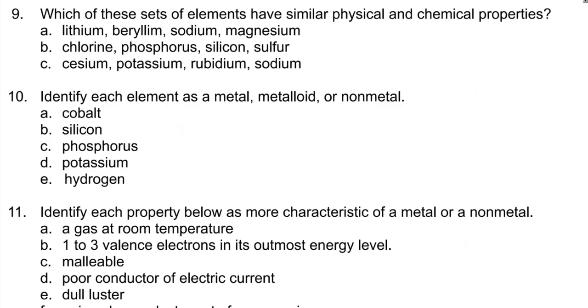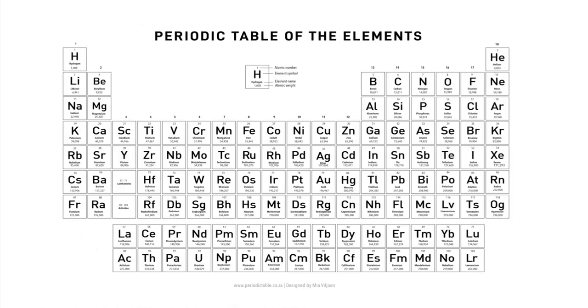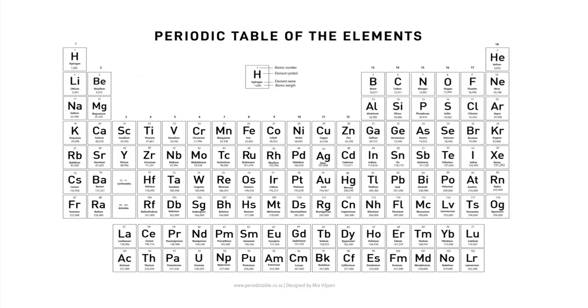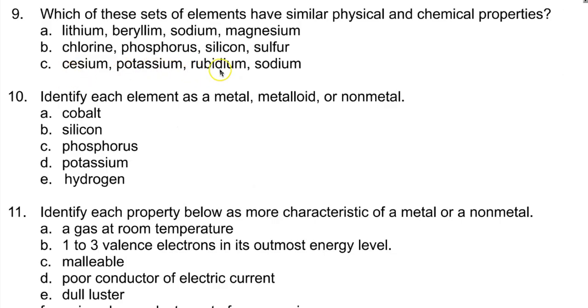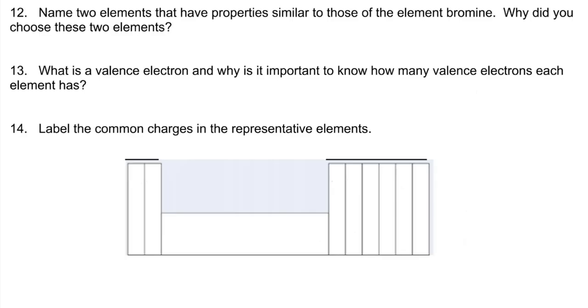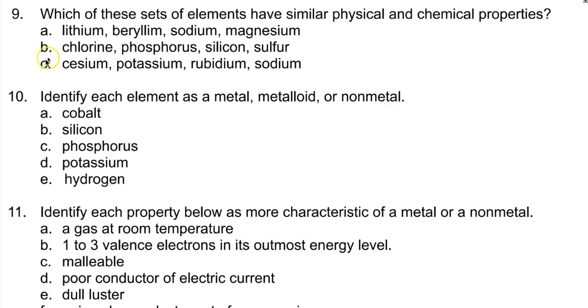Chlorine, phosphorus, silicon, sulfur. Once again, they're all in the same period, but not the same group or family. Oops, I went the wrong way. Cesium, potassium, rubidium, and sodium. There you go. Those are elements that are all alkali metals. They're all in the same group. They all have 1 valence electron. Best answer is C.